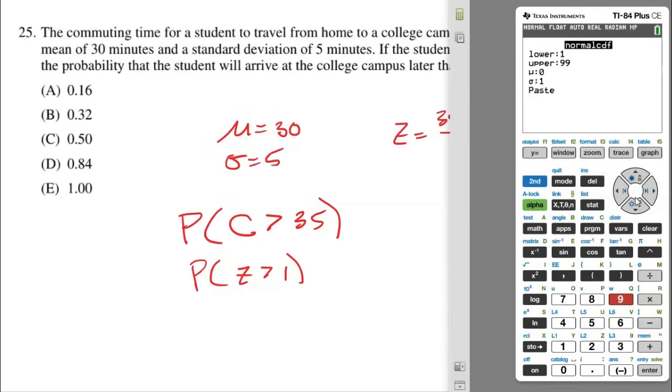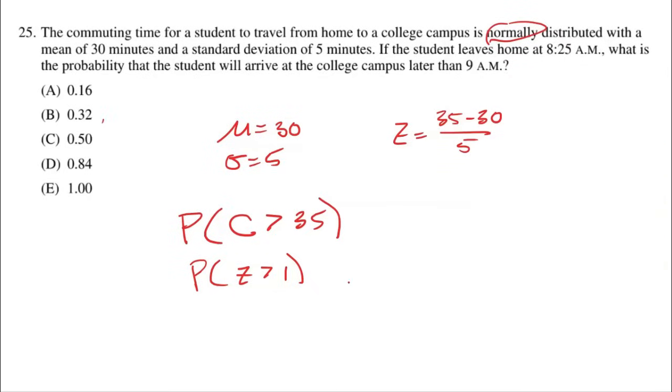Leave the mean at 0. Leave the standard deviation at 1. That way I'm utilizing the standard normal model based on z-scores. And I get a probability of 0.159, or pretty darn close to 16%. So the best choice here is going to be A, 16% chance that it's going to take you longer than 35 minutes, which means you get to campus after 9 a.m.